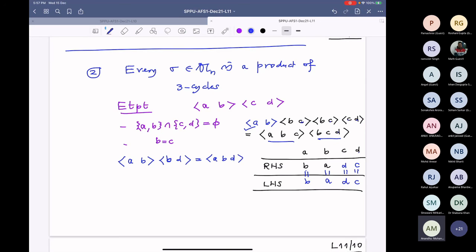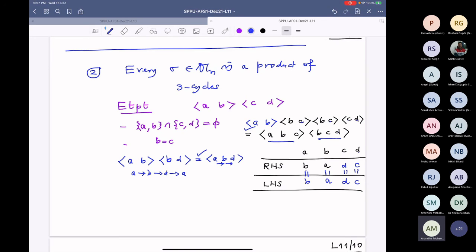Let us check again. A goes to B here. Where does A go? A is fixed here, A goes to B. So that is correct. B goes to D, D is fixed here, so B goes to D. D goes to A, D goes to B, and B goes to A. So that's correct. So both these equalities are correct.